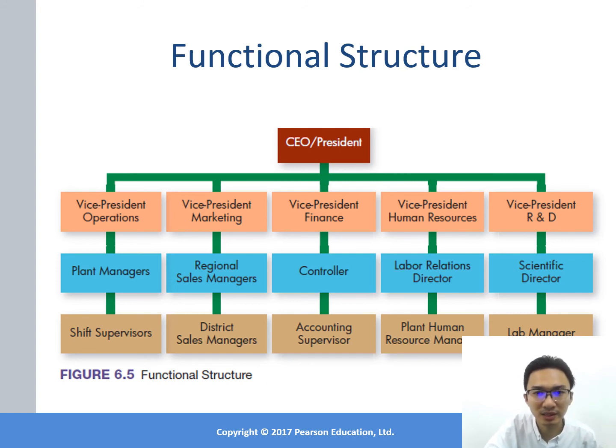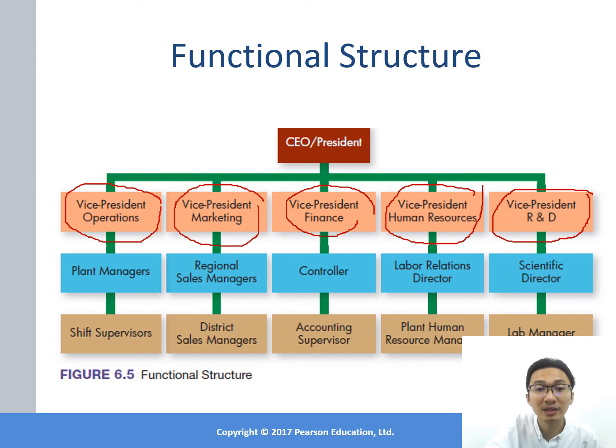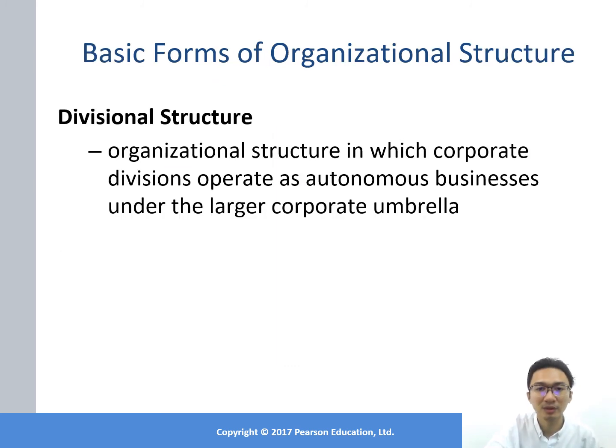You can see that they group based on operations, one department, and then we have a marketing department, a finance department, a human resource department, and R&D. All of these examples are functional structures. The next one is the divisional structure. Divisional structure relies on product departmentalization. Organizations normally use this approach.